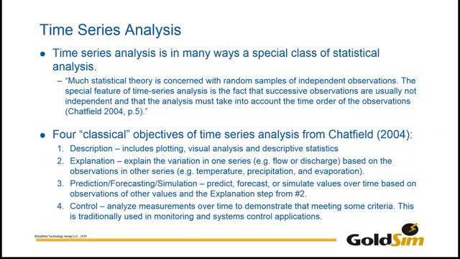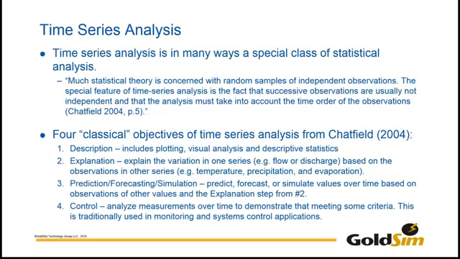Time series analysis, as a subject within statistics, can be divided up into four classical objectives. These are listed here as description, explanation, prediction, and control. Description usually includes very basic stuff like plotting, visual analysis, and descriptive statistics. Explanation is when you're doing an analysis mostly to try to explain perhaps the variation in one series based on observations in a different series.